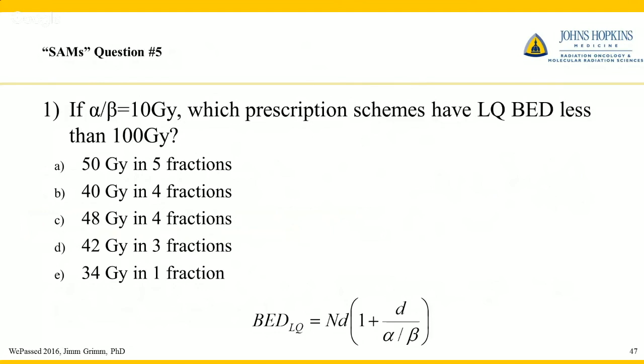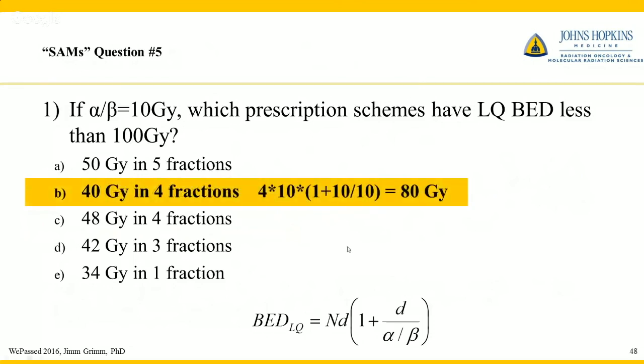The votes are still coming in. Okay, so this actually is more of a question in logic than in working out math, because if 50 gray in 5 fractions is 100 gray BED10, and you use one fraction less, it's got to be lower. And if you work out the math, 40 times 2 is 80. So the correct answer is B, which three quarters of the people got correct.